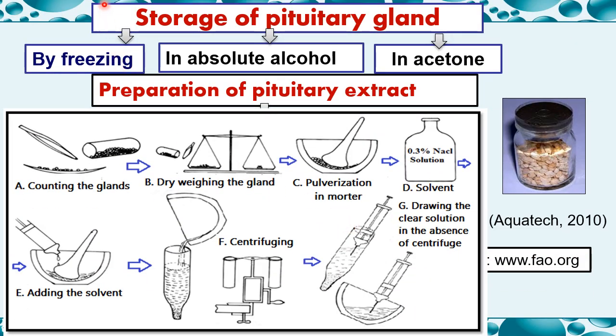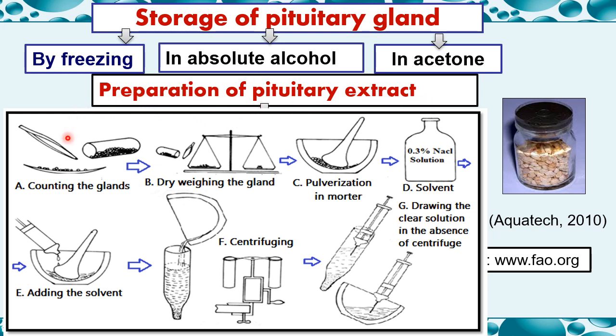Let us come to the storage of pituitary gland. Pituitary gland is stored prior to the commencement of the breeding season, usually by three different methods. One is the cryopreservation method by freezing, secondly in absolute alcohol, or thirdly in acetone. The gland is preserved. Now we come to the preparation of pituitary extract.